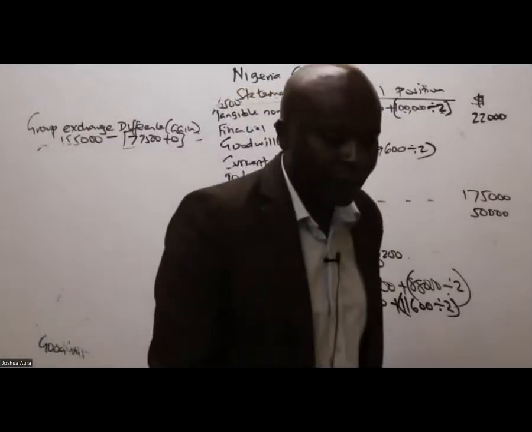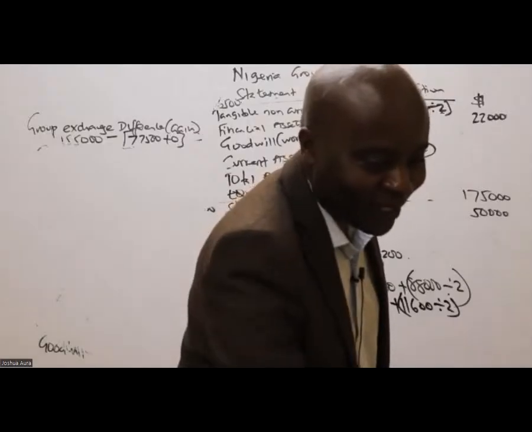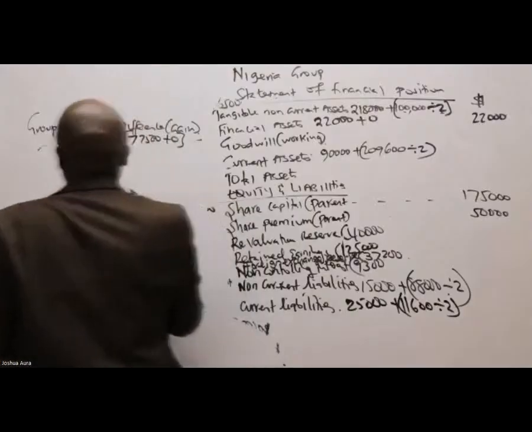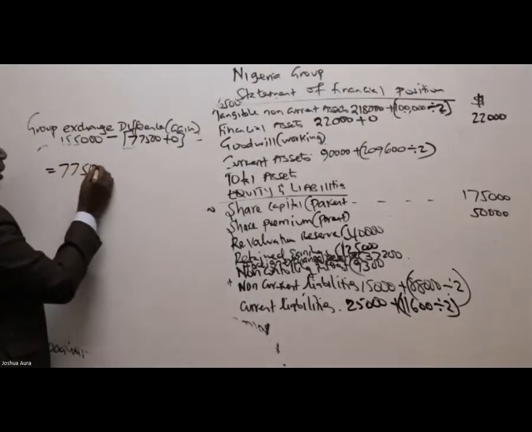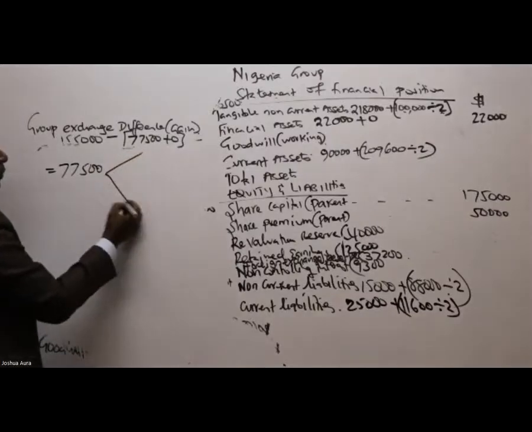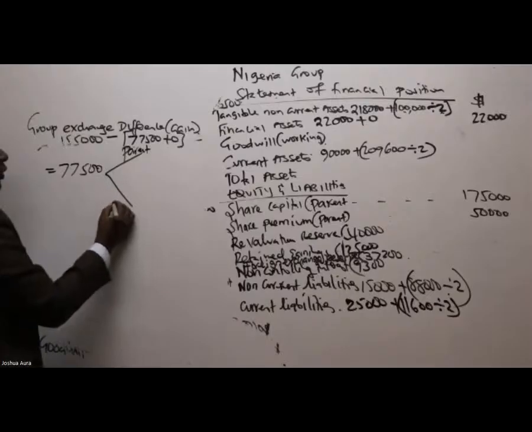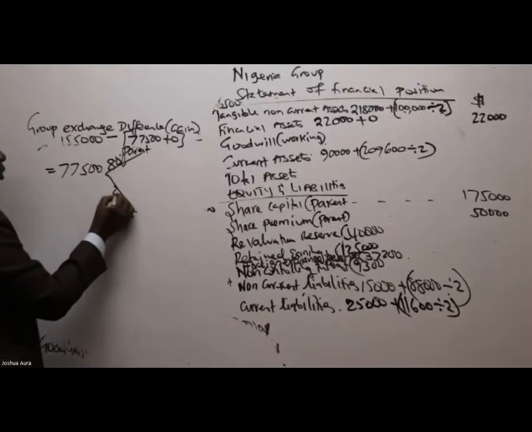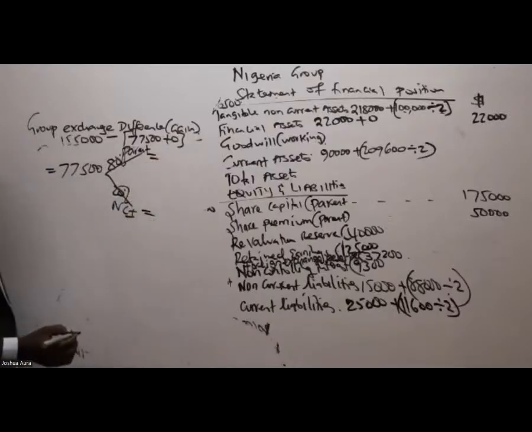Is it 72 or 77? Where are they getting 72 from? I think they are correcting there. So they're telling me it is 77,500. So once I get this 77,500, please share it out between the parent and the NCI. Remember, this is 80% and this is 20%. Please give me the figures.